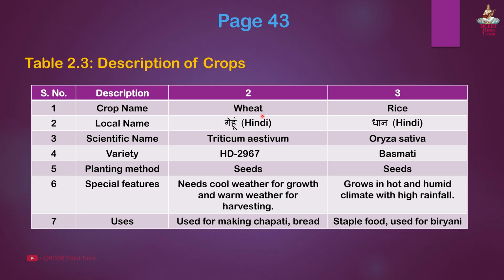Next, wheat, local name Gehu in Hindi, scientific name Triticum aestivum, variety HD2967, planting method seeds. Special features: needs cool weather for growth and warm weather for harvesting. Uses: used for making chapati bread. Next, rice. Local name dhan in Hindi. Scientific name Oryza sativa. Variety basmati. Planting method seeds. Special features: grows in hot and humid climate with high rainfall. Uses: staple food, used for biryani.